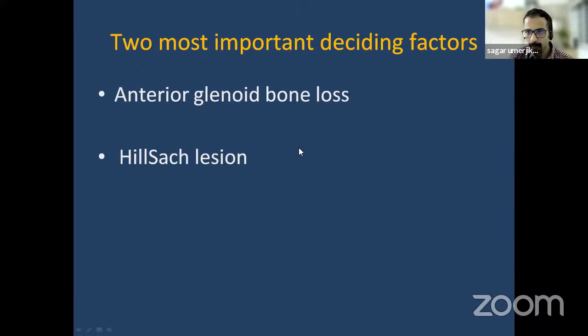The two most important deciding factors and the points we should know are the anterior glenoid bone loss as well as the Hill-Sachs lesion. So based on the bone loss in the glenoid as well as the bone loss in the humeral head, which is called Hill-Sachs, we just go ahead whether to operate surgically.